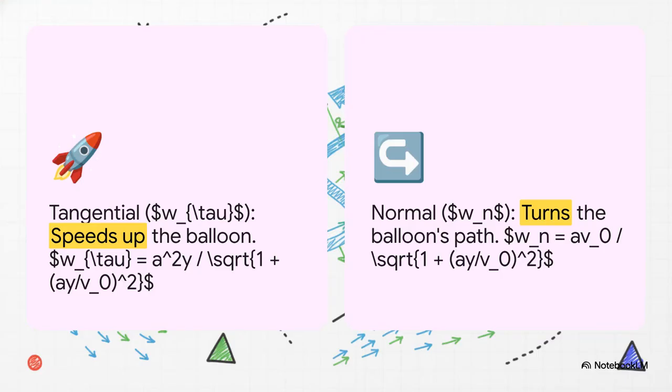Now, after a bit of vector math, we arrive at these expressions. And look what they're telling us. As the balloon gets higher, as y increases, the tangential acceleration, the gas pedal, gets stronger. It speeds up more and more along its path. But at the same time, the normal acceleration, the steering wheel, gets weaker. So as the balloon climbs, its path actually gets straighter and straighter. And there you have it.